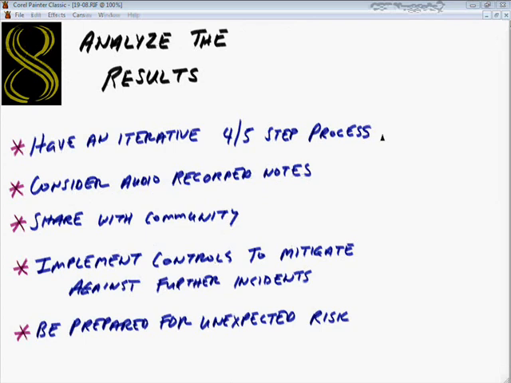Next, you're going to analyze the results, and the results may be favorable, they may not be favorable. So you want to have an iterative process, and that's why earlier I showed you just an example of a Microsoft LAN flowchart and a Microsoft WAN flowchart.